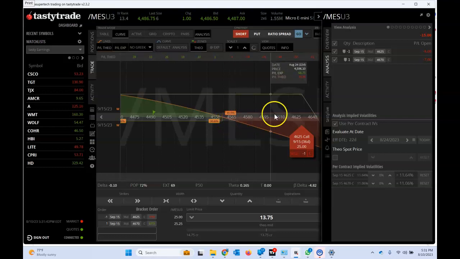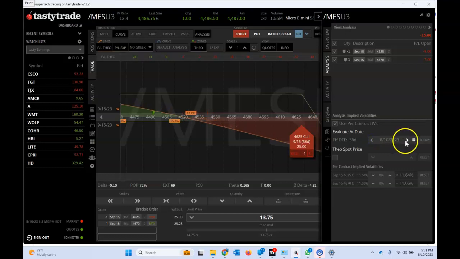Looks like we're down less than $10 here. And let's say tomorrow price shoots up to 45.60. And that puts us down around 25 bucks. All right.